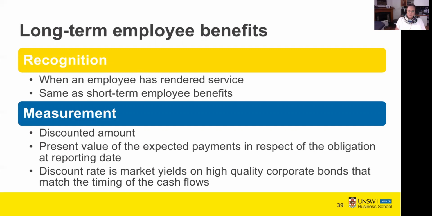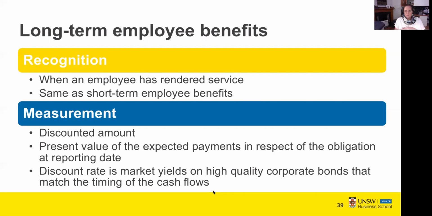When we are applying our discount rate, we use the rate for high quality corporate bonds that match the timing of the cash flows. What this means, for example, is if I have an employee who is going to become entitled to take their long service leave in 5 years, then I need to find the yield on high quality corporate bonds that have a 5-year maturity date.